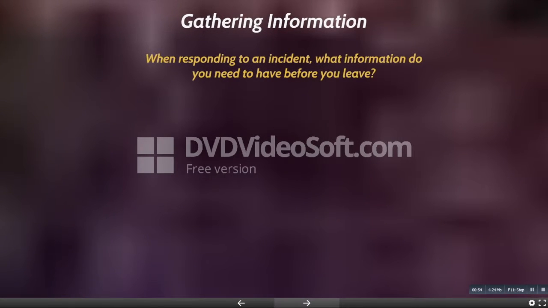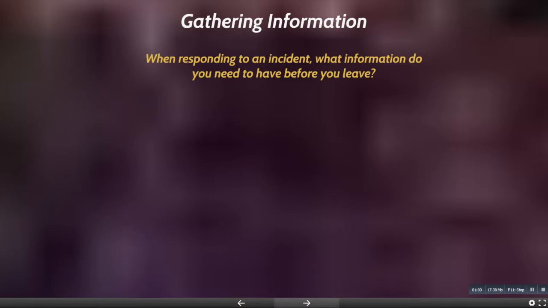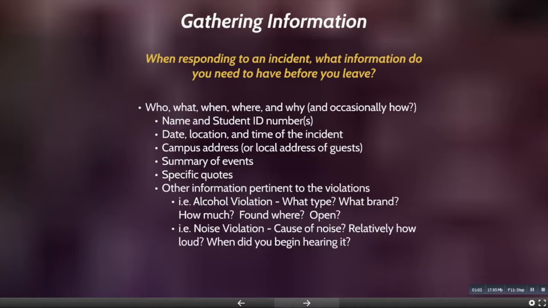So now we're going to be going over gathering information. When you're responding to an incident, what information do you need to have before you leave? Ideally, you want to get as much information as possible, such as the who, what, when, where, why, and sometimes you'll get the how. You want to make sure to get the students' names and ID numbers, and if you have guests in the room who aren't students, you want to make sure to get their driver's license or state ID. Next, you want to note the date, location, and time of the incident.